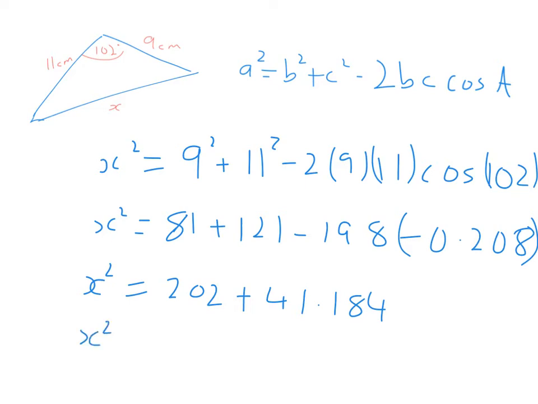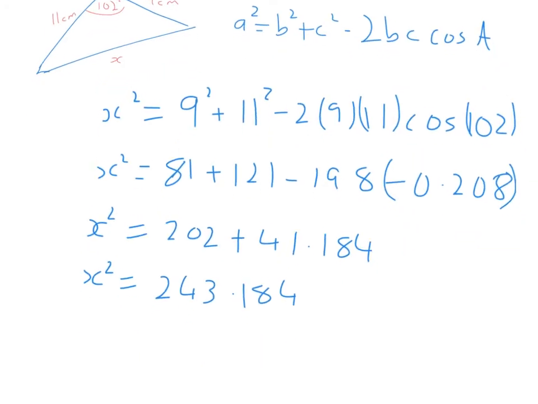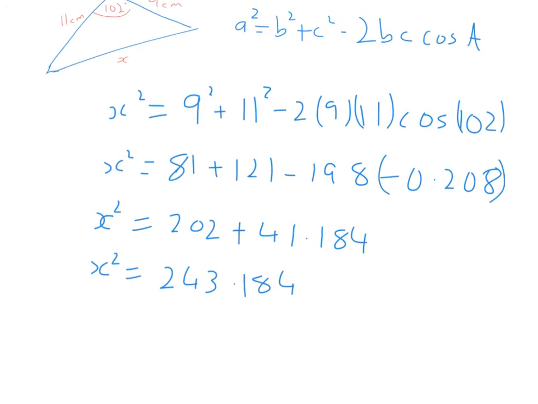Then we can just add what's left on the right hand side. 202 plus 41.184 is going to be 243.184. The last step then is just going to be to get x. So we'll get the square root of both sides. That will cancel out on the left hand side and just give us x. And then the right hand side will have the square root of 243.184.